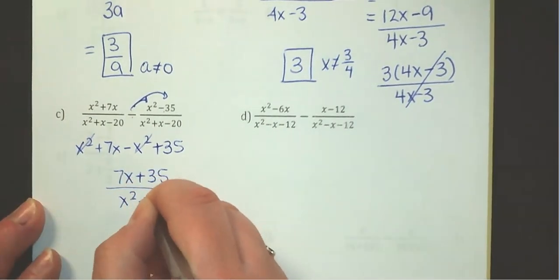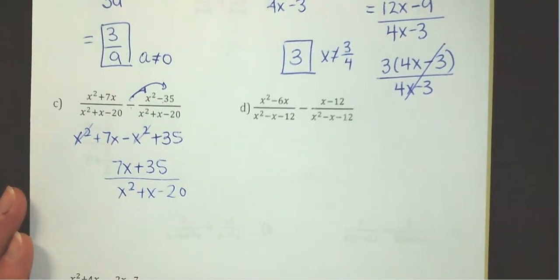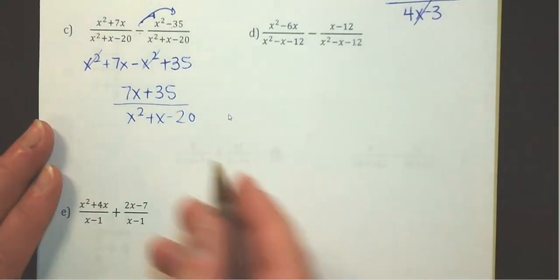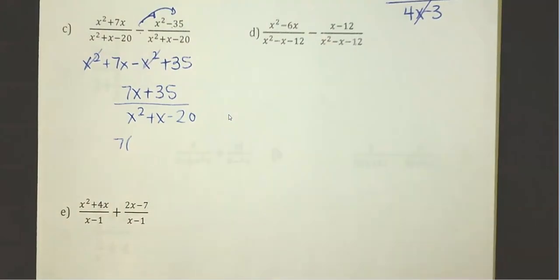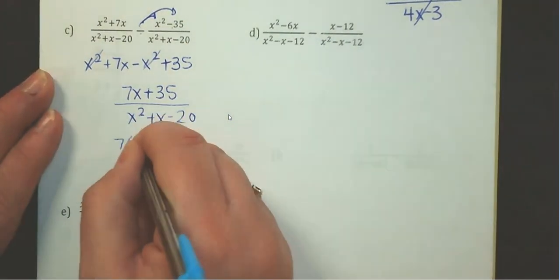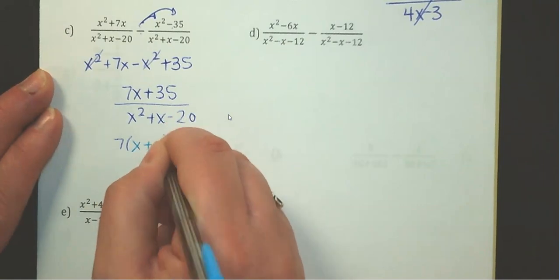They're both divisible by 7 for sure. And then the bottom of that fraction, I'm going to see if I can factor that too. So on the top, you can pull out a 7. So we'd have x plus 5 left over.